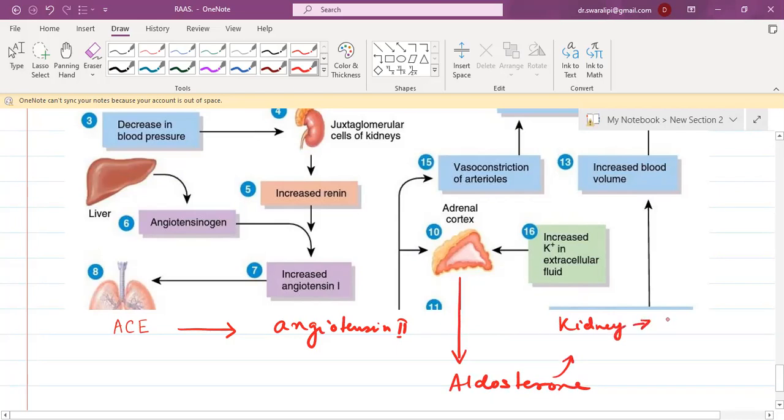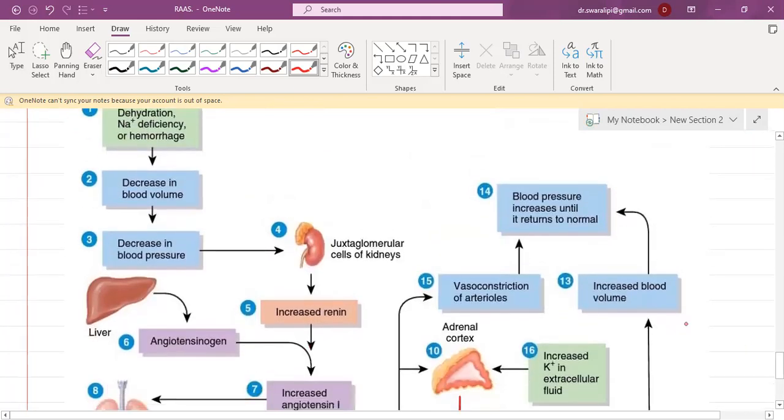It is going to increase the sodium ion reabsorption, which again results in an increase of water reabsorption, so water retention will occur. Also, secretion of potassium ions and hydrogen ions into the urine will occur. These will lead to an increase in the blood volume, which will lead to an increase of the blood pressure.